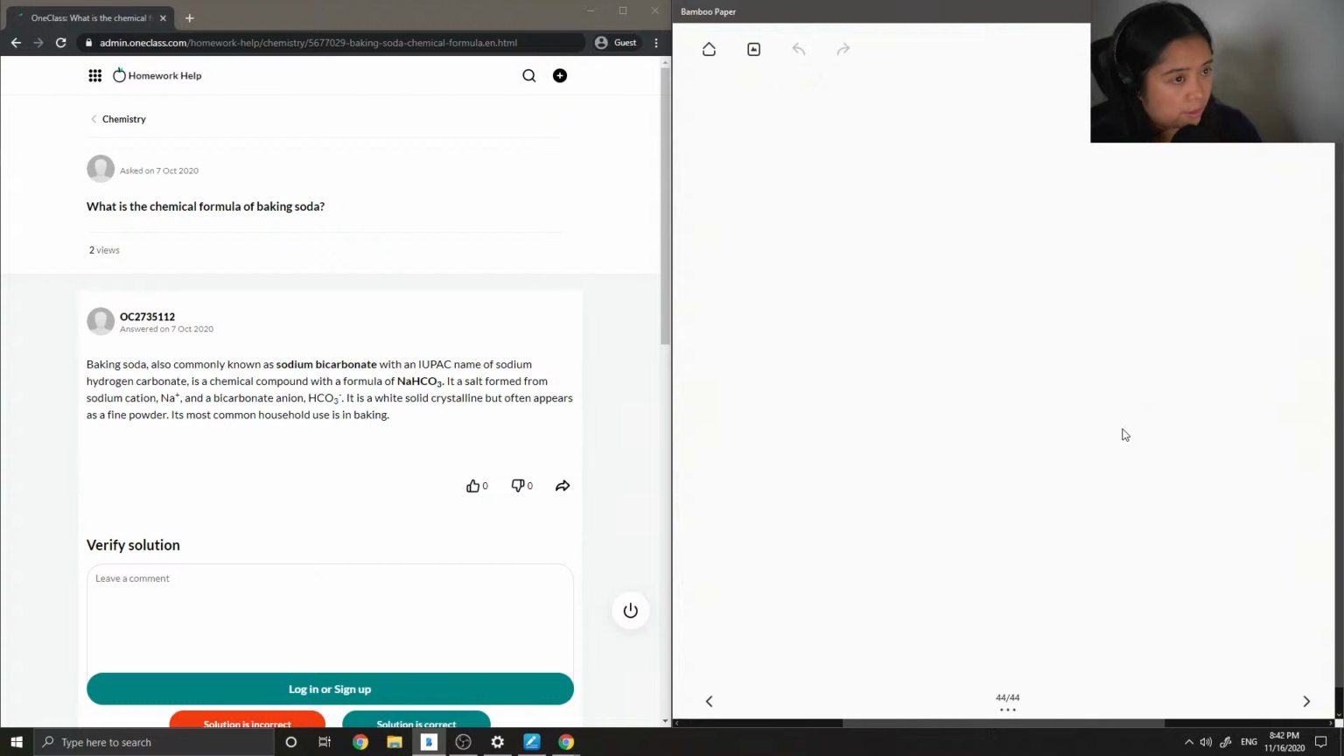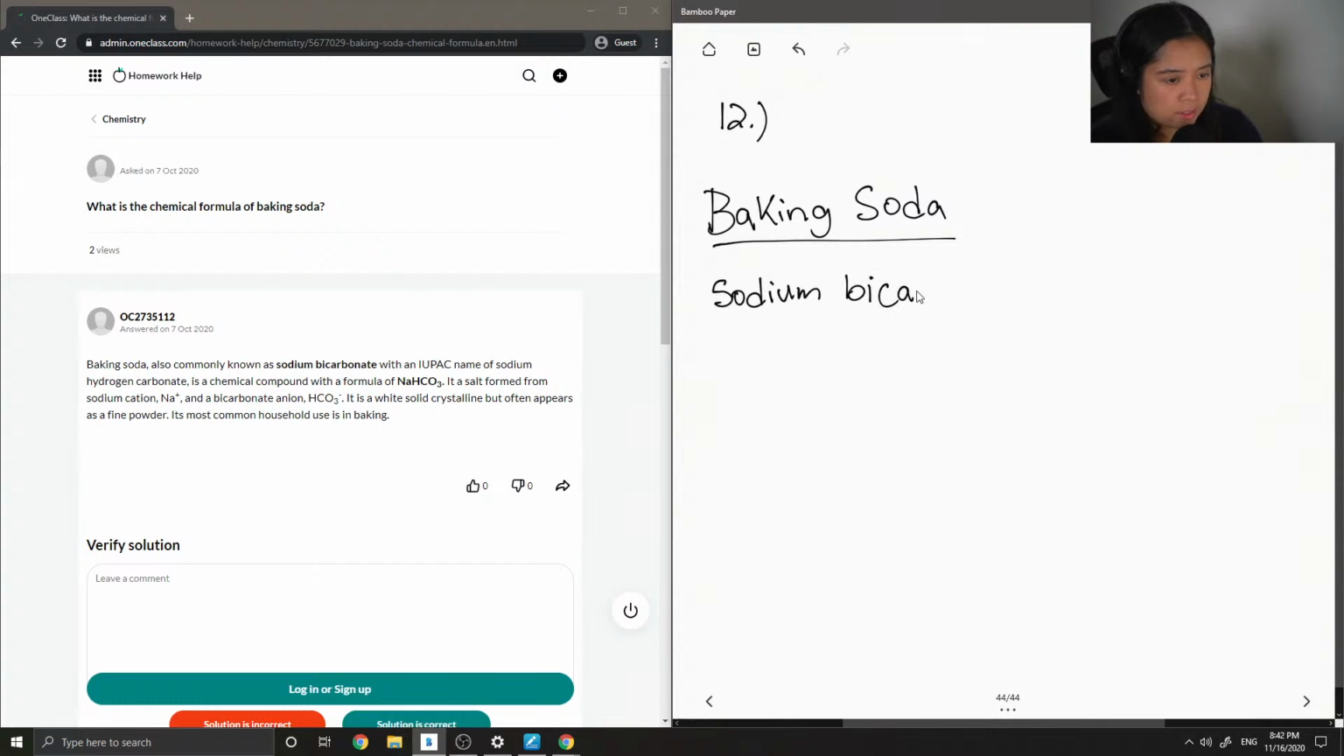So question 12 just asks, what is the chemical formula of baking soda? So baking soda is a must-have in kitchens and for cleaning. And its chemical name is sodium bicarbonate, which is just a white powder.